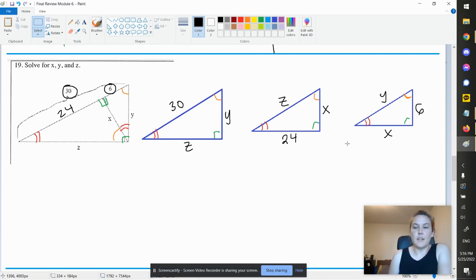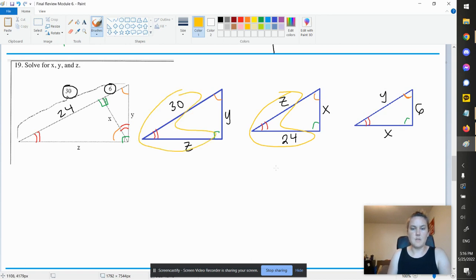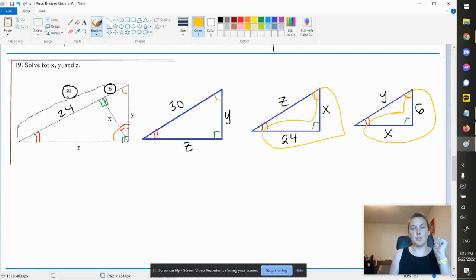Now we want to find any of these numbers, right? Any between z, x, and y. The hot take is that if you find a pair of two where the only variable is y, or a pair of two where the only variable is z, or a pair of two where the only variable is x, then we can set up a proportion with those things. I'm going to do these x ones.